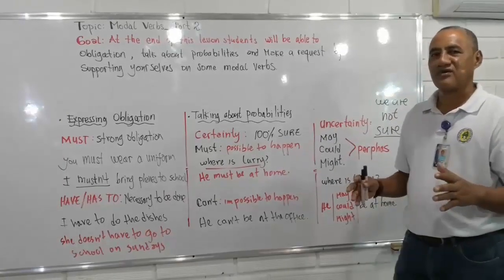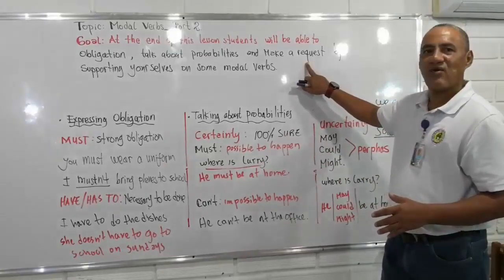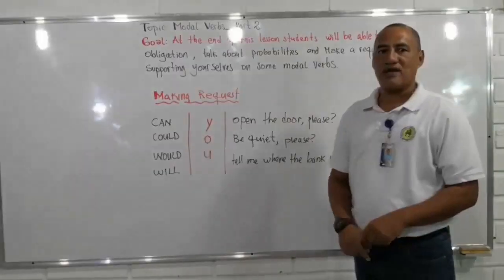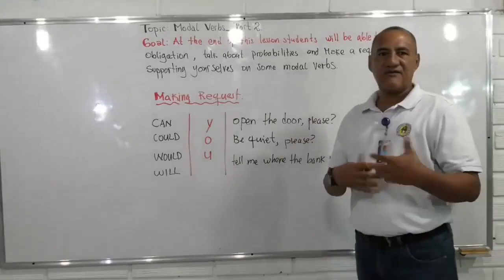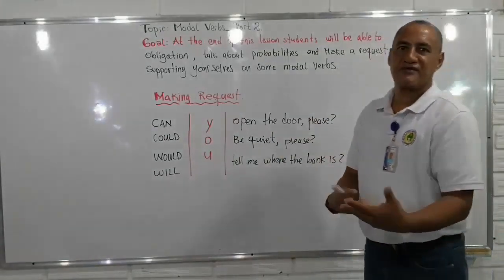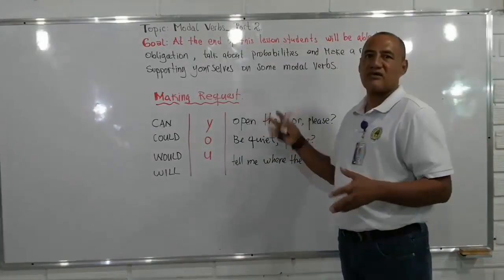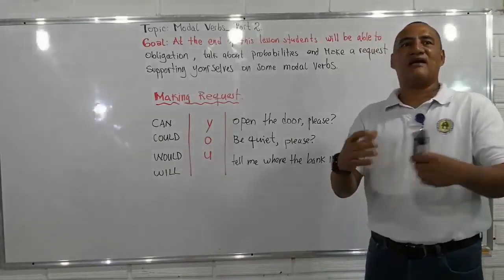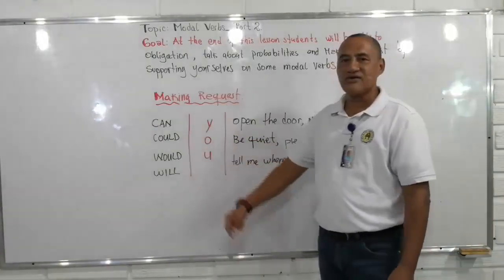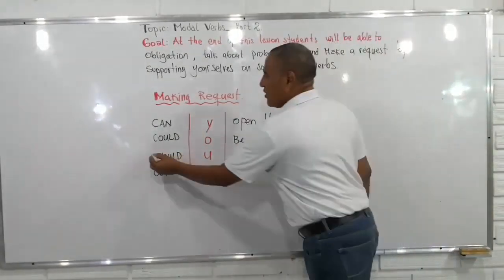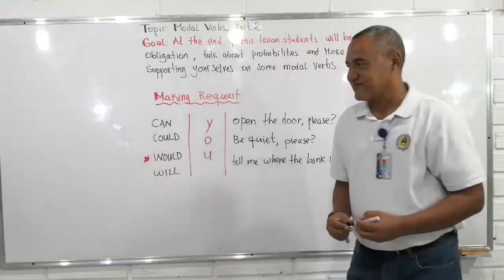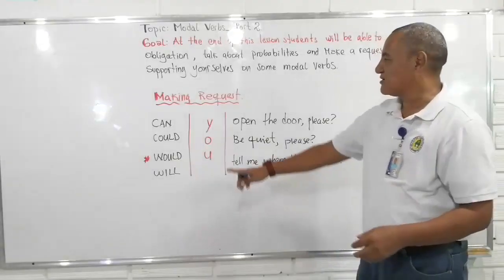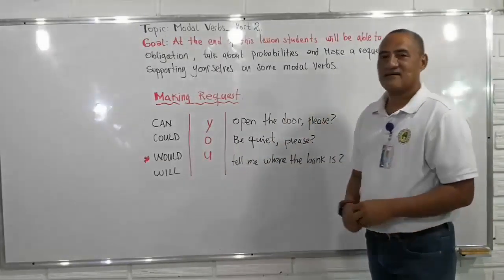Now I am going to show you how to make a request by using modal verbs. Okay, finally we got this. Making a request. It's just to give an instruction to another person to do something for us. Es darle una instrucción de una forma muy educada a otra persona para hacer algo por nosotros. Alright. Then we can do it in this way with can, could, would, which is the most polite, and also will. Will is not only used to talk about future action, but also to make a request.